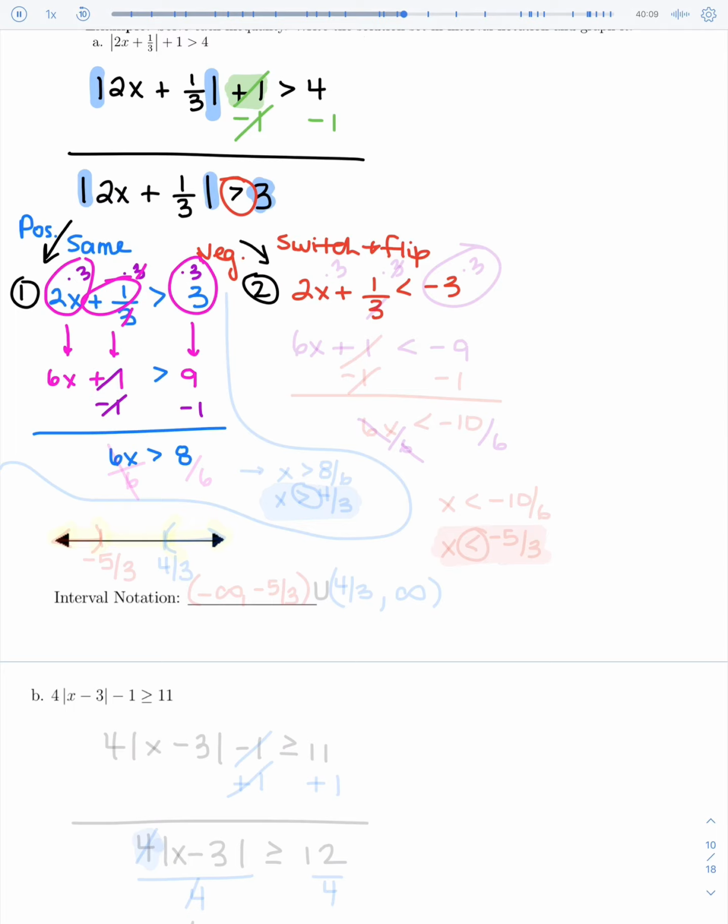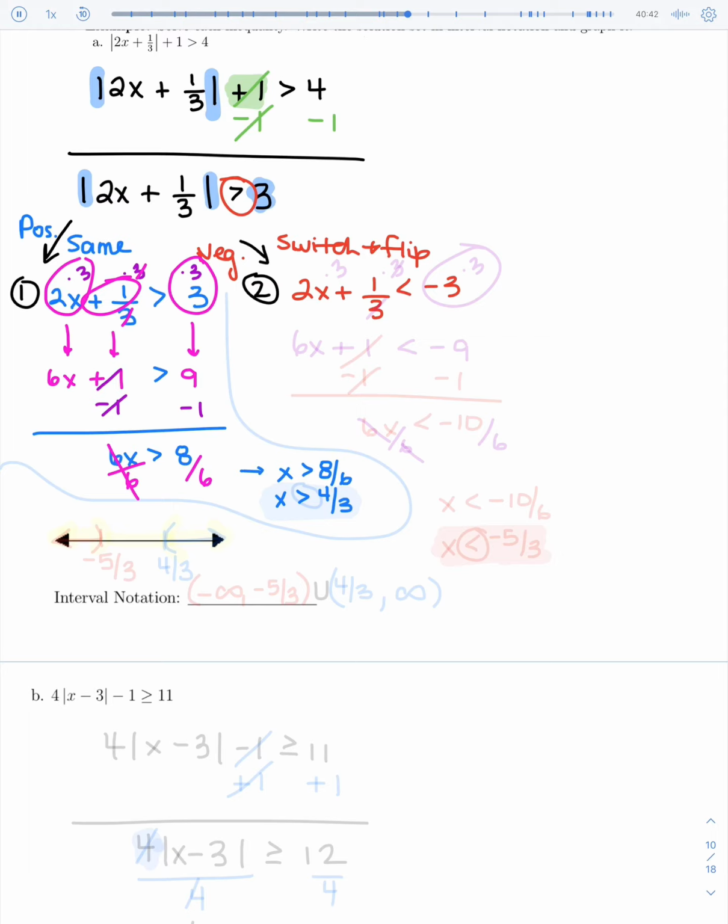Then we'll divide both sides by 6. What that does is get rid of our 6 and gives us x is now greater than 8/6, which does reduce. Both are divisible by 2, so it will reduce to x is greater than 4/3. So that's part of our inequality and part of our graph.